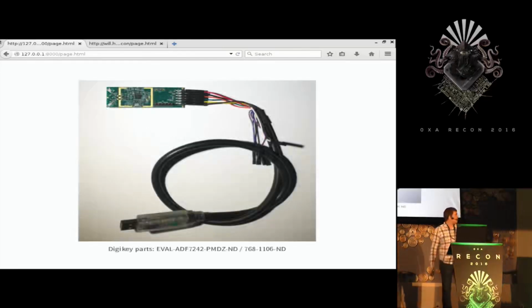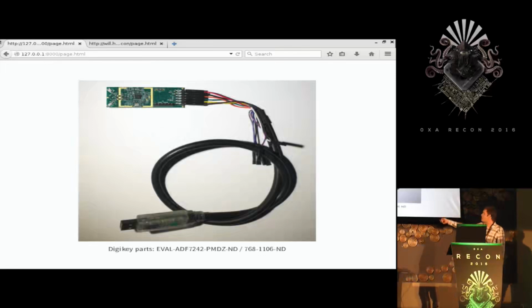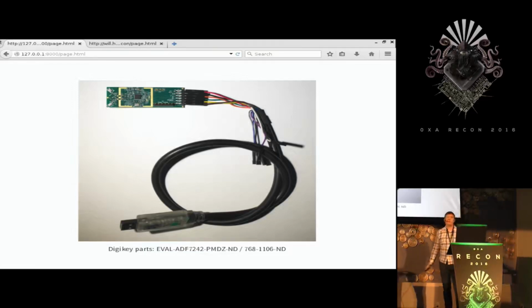So this is our particular test bench. This is all you need. I've put the DigiKey parts up there if you want it, but you can find them both on Mouser or any other distributor. All you need is an FTDI cable and the little dev board you can get. So it's really easy to hook up to your computer. I've actually got it with me today. If anyone wants to see it after the talk, just come bug me.